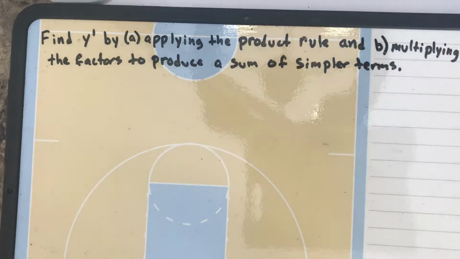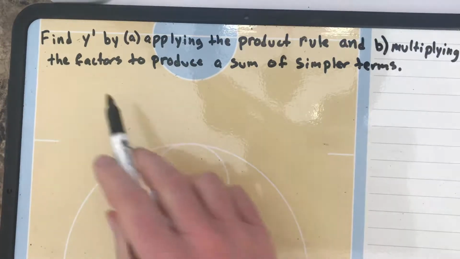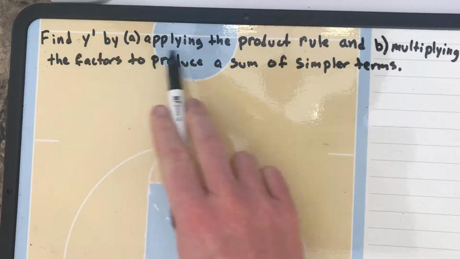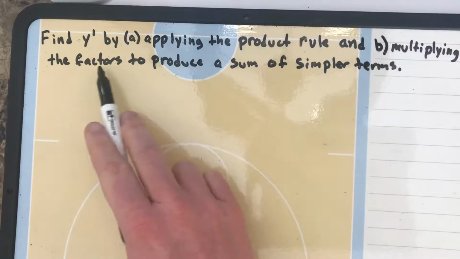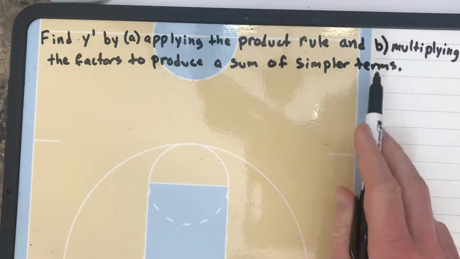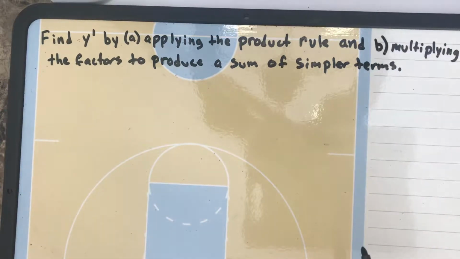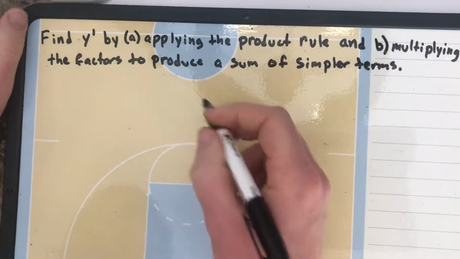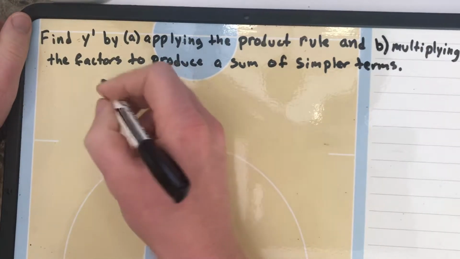Hey everyone, this is a problem where they want you to use the product rule. So they're going to say find y prime by applying the product rule and multiplying the factors to produce a sum of simpler terms. So it's a little bit of a long problem. Let's go ahead and look at what the function looks like.